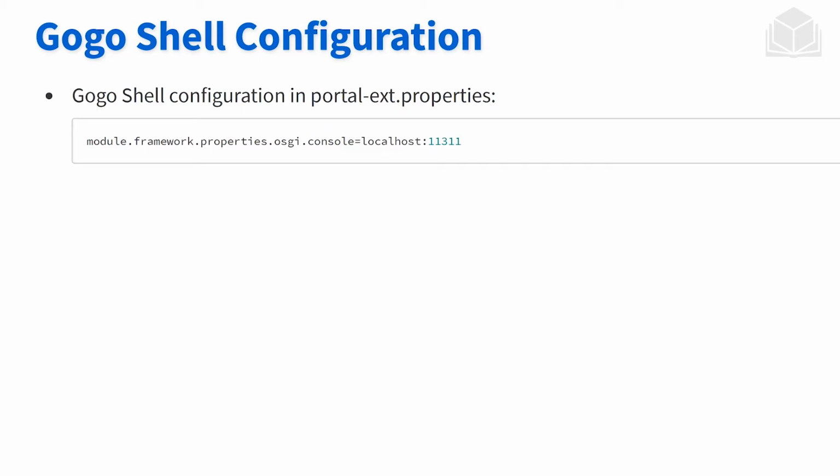How do we even work with the Gogo shell? So you can use the Gogo shell straight from Liferay Developer Studio. You just right-click the server and then select Gogo shell. If you're using a terminal or a telnet client, you're first going to need to set a configuration within your portal-ext.properties specifying what is the connection port that you will be using in order to connect to the Gogo shell. Otherwise, by default, you will not be able to telnet into it.